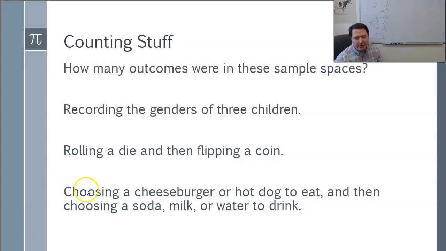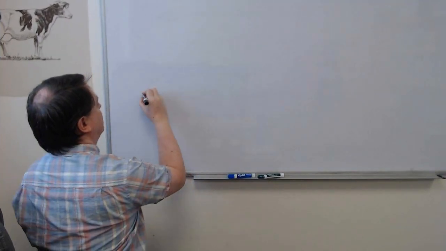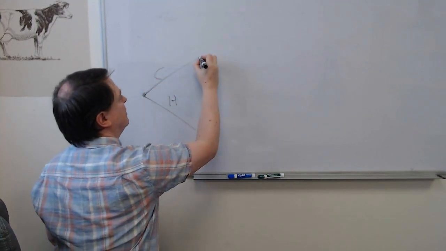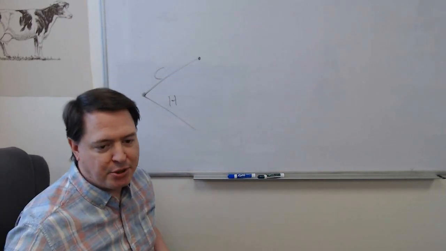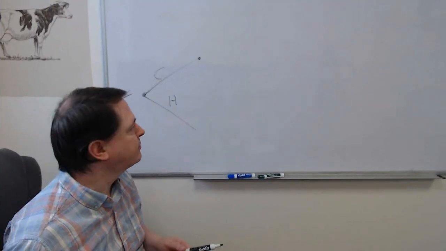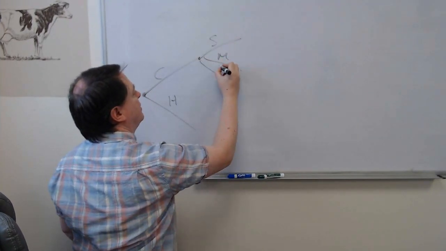Okay, so I think you're already kind of getting the idea here, but let's just do one more. All right, so I'm going to choose a cheeseburger or a hot dog to eat, and then I'm going to choose soda, milk, or water. All right, cheeseburger or hot dog. And then I had 3 choices of what to drink, which were soda, milk, or water.